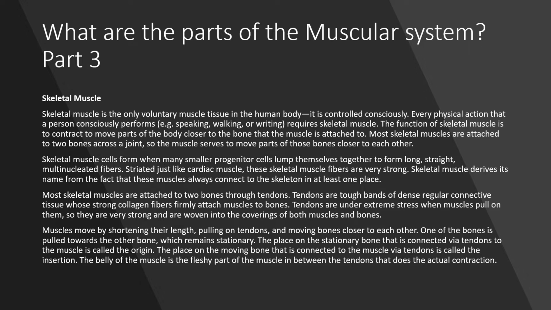Muscles move by shortening their length, pulling on tendons, and moving bones closer to each other. One of the bones is pulled towards the other bone, which remains stationary. The place on the stationary bone that is connected via tendons to the muscle is called the origin. The place on the moving bone that is connected to the muscle via tendons is called the insertion. The belly of the muscle is the fleshy part of the muscle in between the tendons that does the actual contraction.